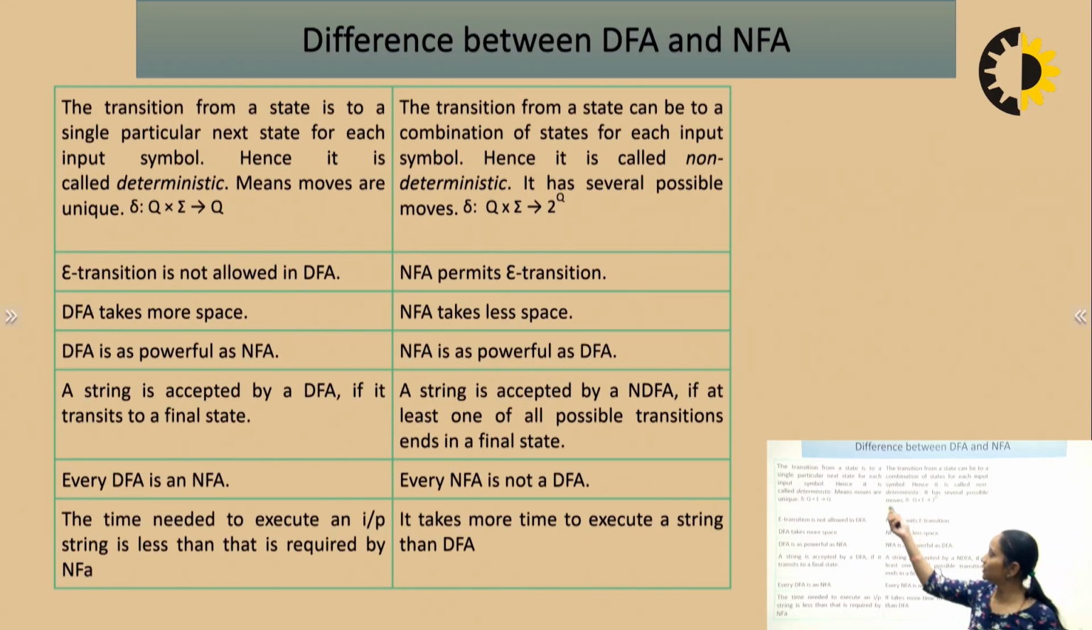There are some more differences between the NFA and DFA. The first one is the transition function from a state for a single particular input. We can say that if it is a DFA, then the transition function is Q × Σ → Q.